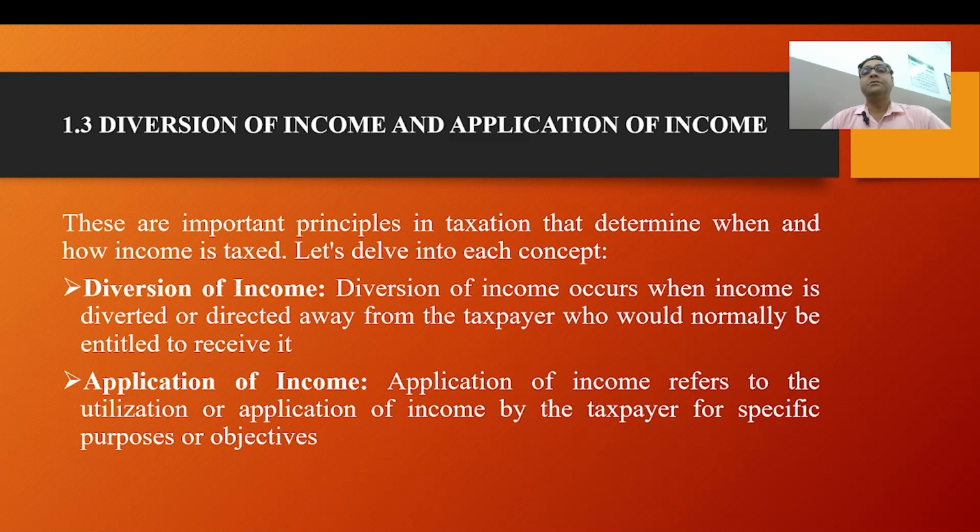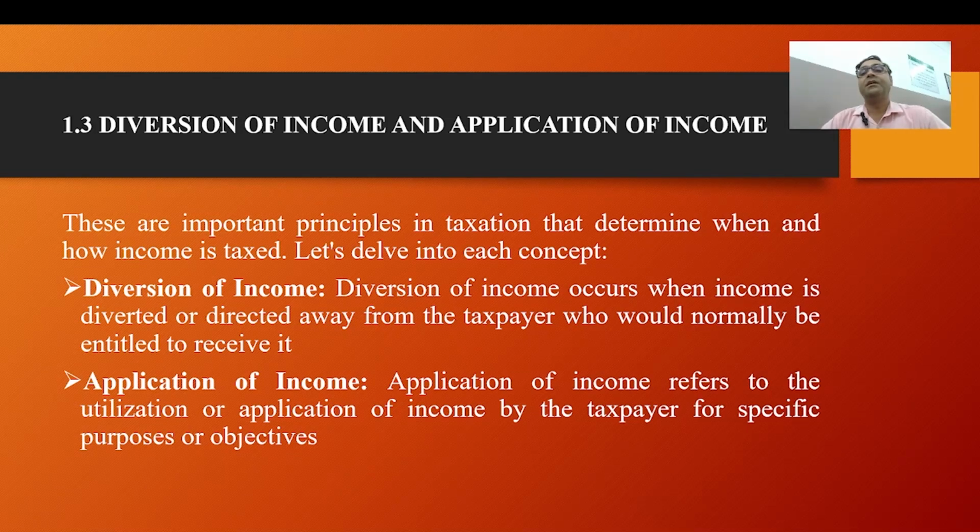Income diverted to a spouse or a family member for their benefit, such as through gifts or allowances. Income directed to a trust or other entity for a specific purpose, effectively removing it from the taxpayer's control. Income earned by a corporation that is diverted to shareholders in the form of dividends. The key consideration in the case of diversion of income is whether the diversion is genuine and not a sham or artificial arrangement created solely to avoid tax.